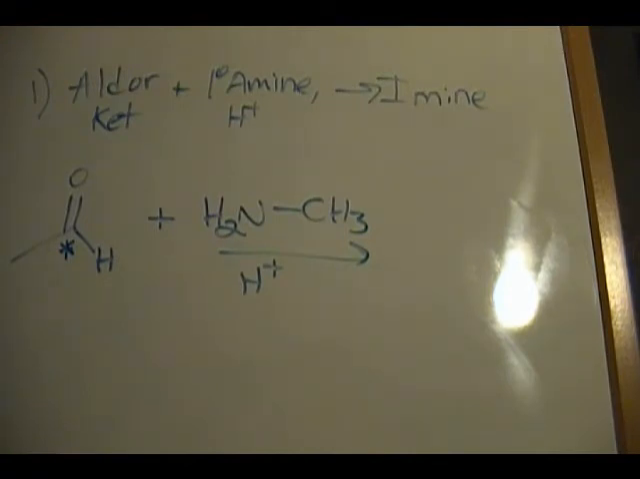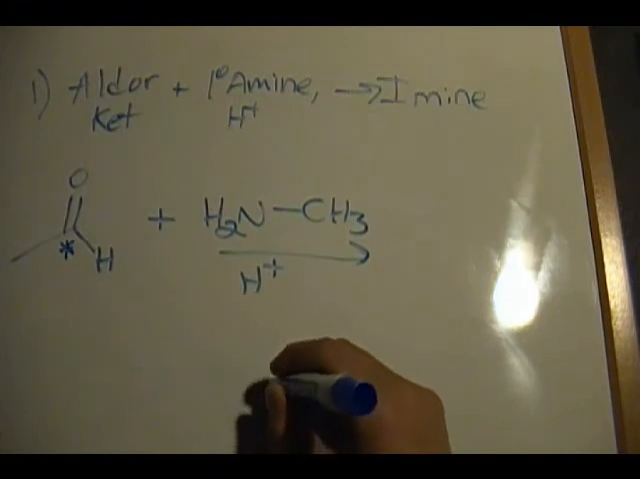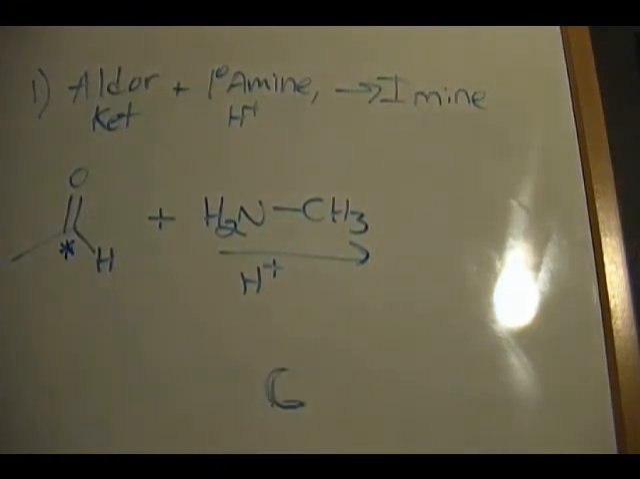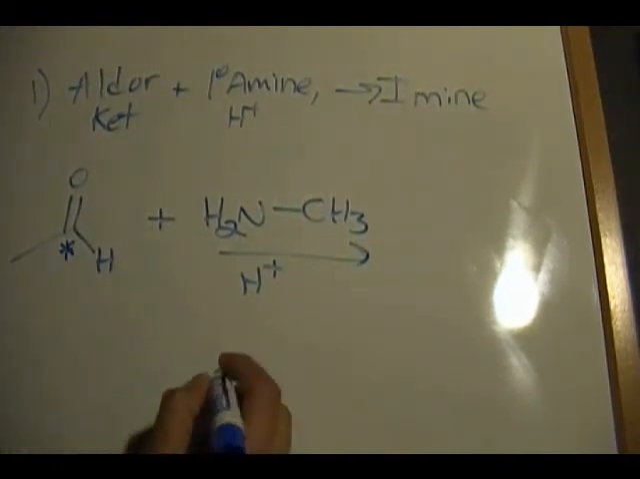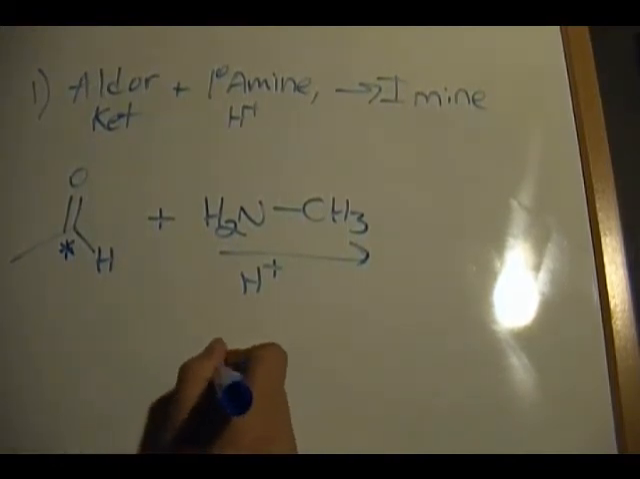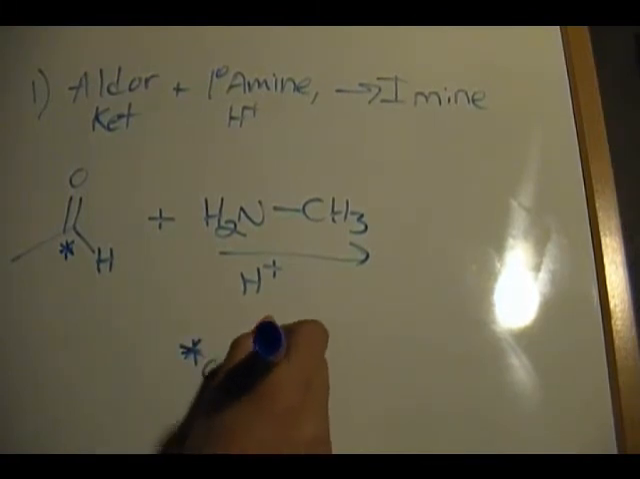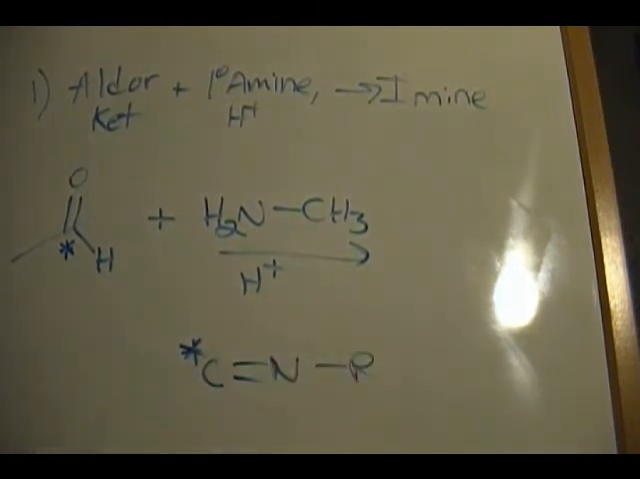Perfect. Now that is where the imine is going to be formed. To that star carbon we're going to have a double bonded nitrogen with an R group hanging off of it. So remember, your imine looks something like this. Let me use the marker to show you what your imine will look like. If you remember, I drew this for you guys. So that is basically what your product will look like.